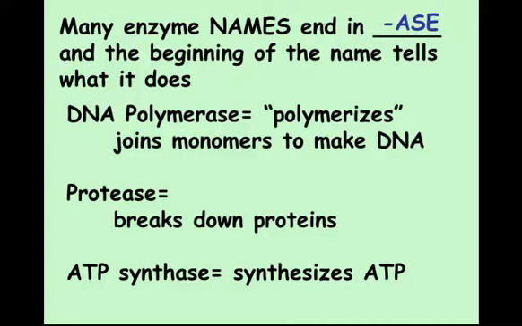So we talked about different kinds of enzymes, and we're going to talk more about ATP synthase in this chapter when we talk about how plants use sunlight to make their own food. We're going to stop right there in our slideshow and continue in our next part 2. So stay tuned for more about photosynthesis.